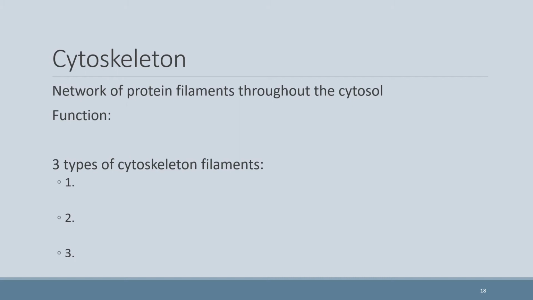There are 3 different components or filaments located in this. We have actin filaments, which are also known as microfilaments. We have intermediate filaments, and we have microtubules. And all 3 could be located in a cell. A cell doesn't have to have any of these types, but these are the 3 that are kind of like available to make up a cytoskeleton.